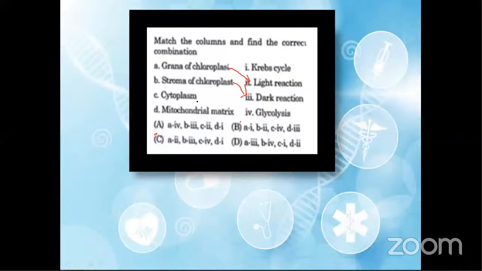Coming back, cytoplasm, which should I match it with? Krebs cycle or glycolysis? Cytoplasm with glycolysis, the first step, and mitochondrial matrix with the Krebs cycle. Excellent. Now what is the right answer for this one? If this is matching, option C. Yes, absolutely right, C is the right answer. Did you all understand this question? Should we move ahead?